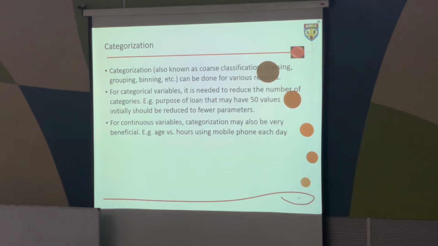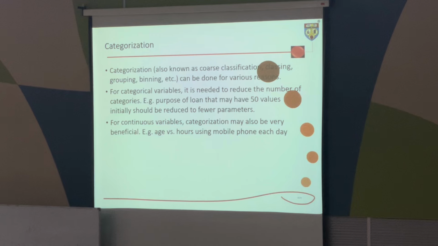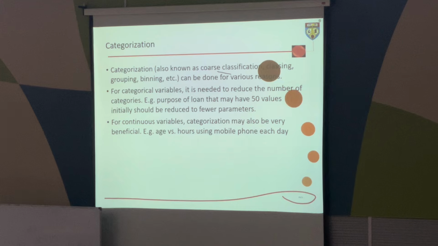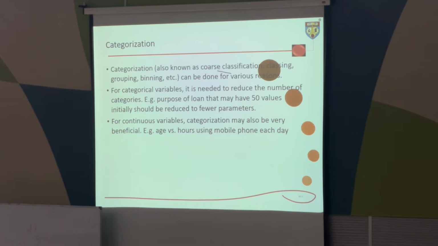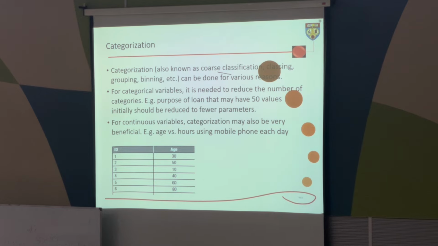Okay, and then next we have categorization, or we call it class classification, or other names like classing, grouping, binning, and so on. Why we need to do classification is, for example, for the age. Instead of displaying this continuous data set, you can group the age into a few groups, or classify the age into a few categories.